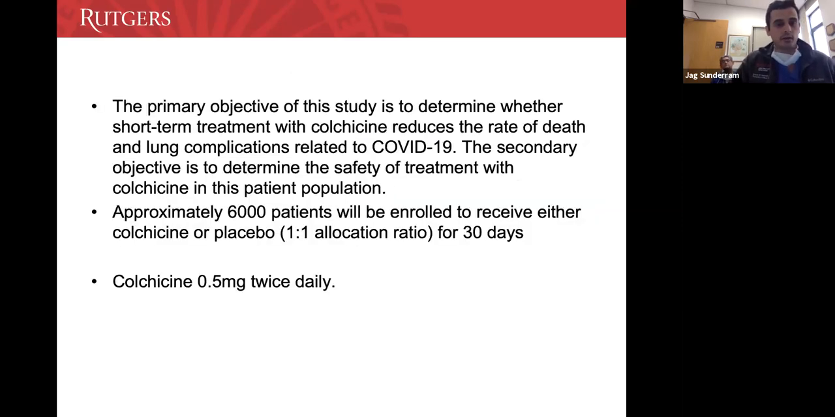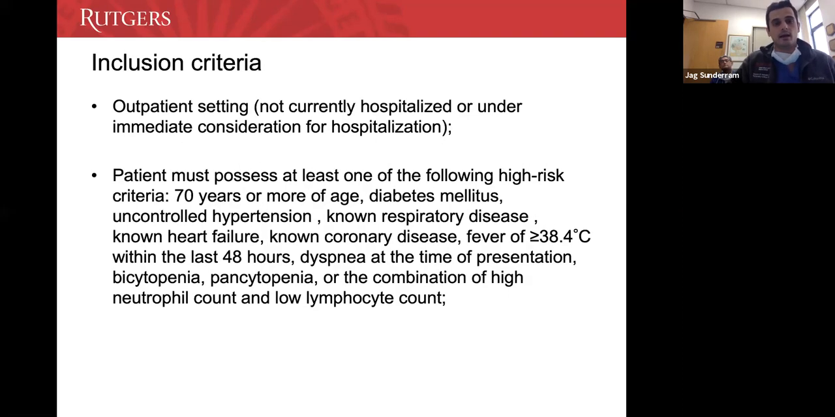They're looking to enroll 6,000 patients, and I believe that NYU also joined them as another site for this study. They're giving colchicine 0.5 milligrams twice daily in an attempt to prevent the cytokine storm from happening. It's mainly outpatient settings, so patients who are currently hospitalized or under immediate consideration for hospitalization, meaning they're about to decompensate, are not included. They should have high risk criteria, meaning they should be elderly, have diabetes, CKD, or any risk factor known to cause an increased risk for decompensation.